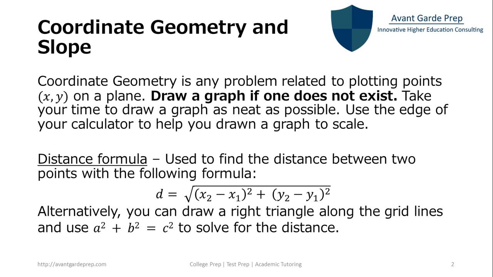Oftentimes you may be asked the distance between 2 points. If you make a graph, you can construct a right triangle and solve for the unknown side using the Pythagorean theorem. You can also use the distance formula presented here, where d equals the square root of quantity x2 minus x1 squared plus quantity y2 minus y1 squared. Be careful to use the correct x and y values when using this formula.